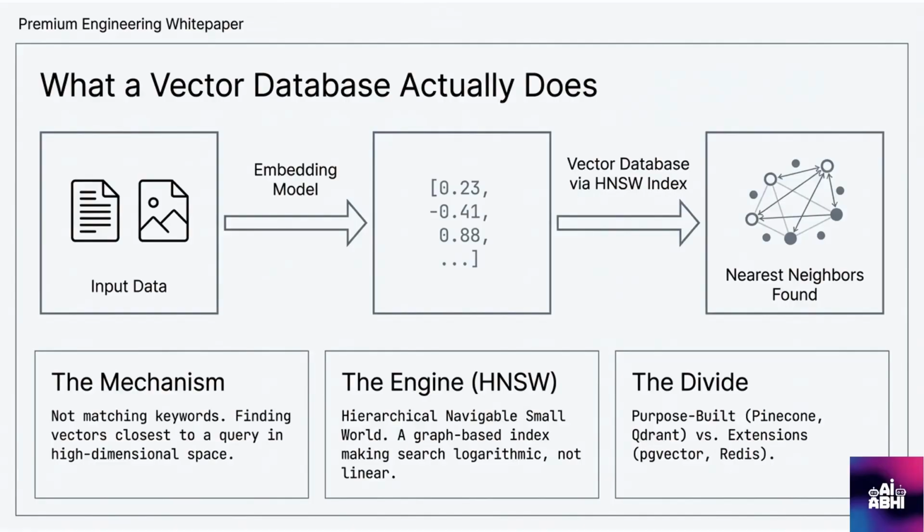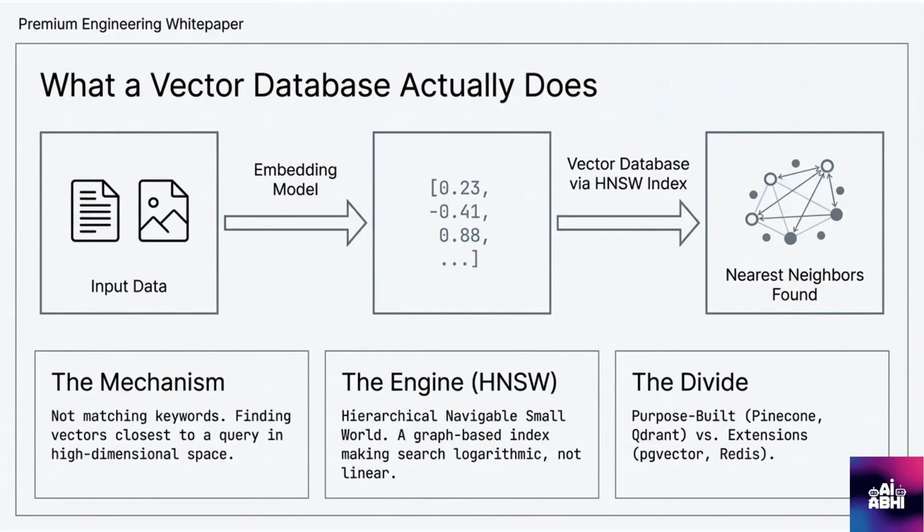So there are two categories of vector database. One is purpose built, and second is the extension. Purpose built is for databases that are designed from scratch for vector search, like Pinecone, Weaviate, Qdrant, Chroma, Milvus, Vespa. And extension is the traditional databases that added vector support, like pgvector for PostgreSQL, Redis with vector search, Elasticsearch with KNN. So both work. The question is which trade-offs matter for your use case.